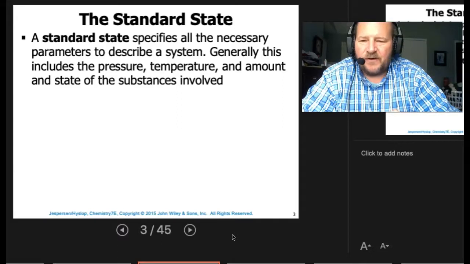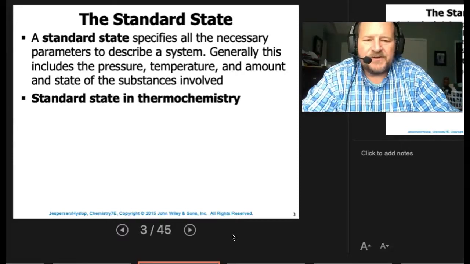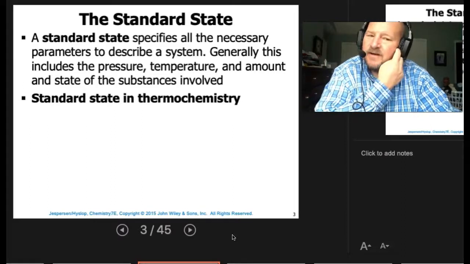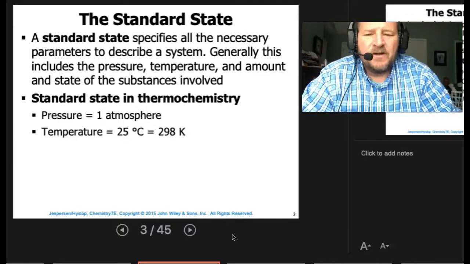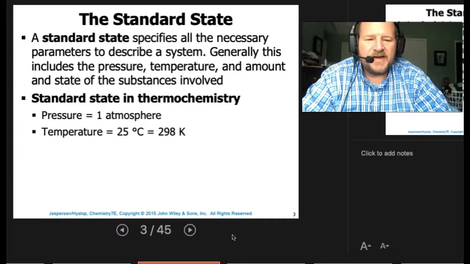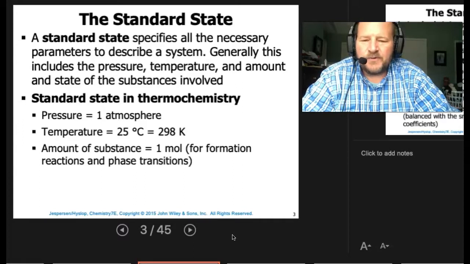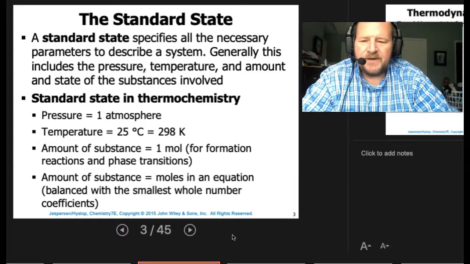So this is going to specify all the necessary parameters to describe our system. It generally includes pressure, temperature, and the amount and state of the substances involved. So the standard states in thermochemistry, number one, the pressure will always be 1 atmosphere. The temperature will be 25 degrees C, or preferably 298 Kelvin. The amounts that we'll use will always be 1 mole. All right, so formation reactions and phase transitions. So we're always going to be looking at moles. And then the amount of substances equals moles in an equation.